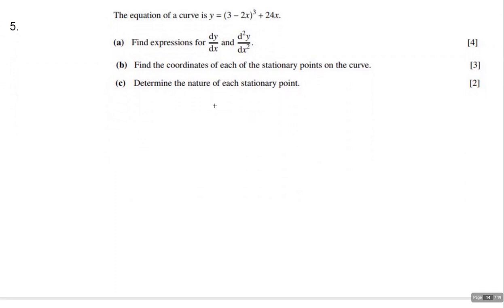Take a look at number 5. We got an equation. Here it is. And they want you to find the derivative and the second derivative, find the coordinates of each of the stationary points of the curve, and determine the nature of each stationary point. All right, pause it and start back up again when you're ready, and then we'll compare.